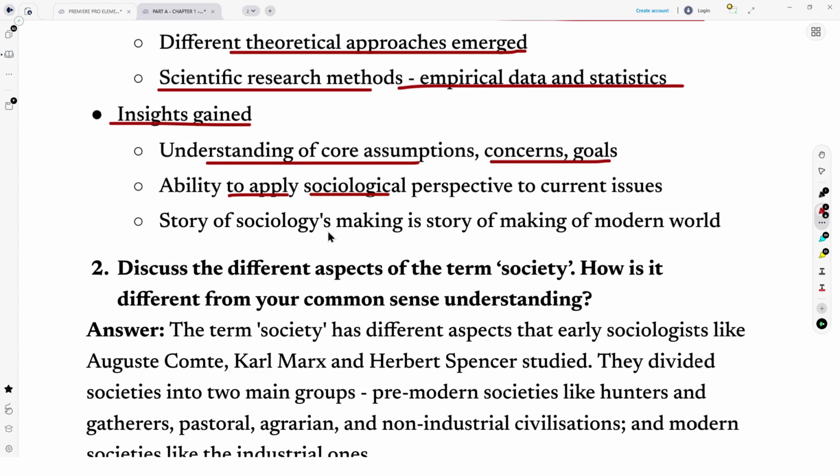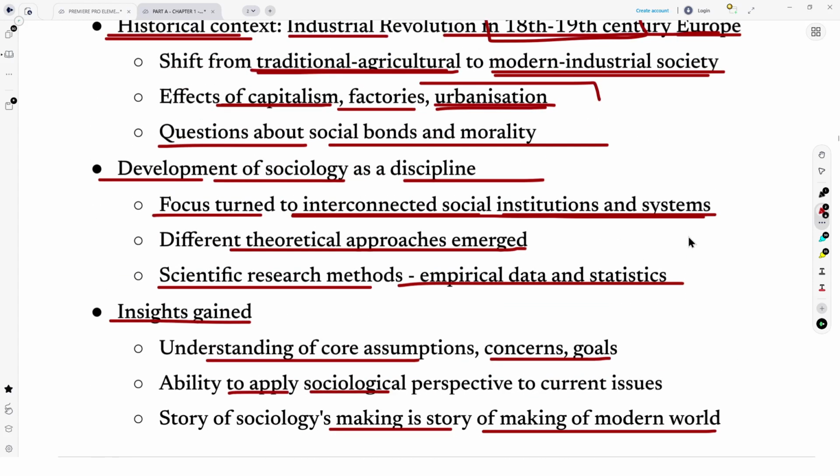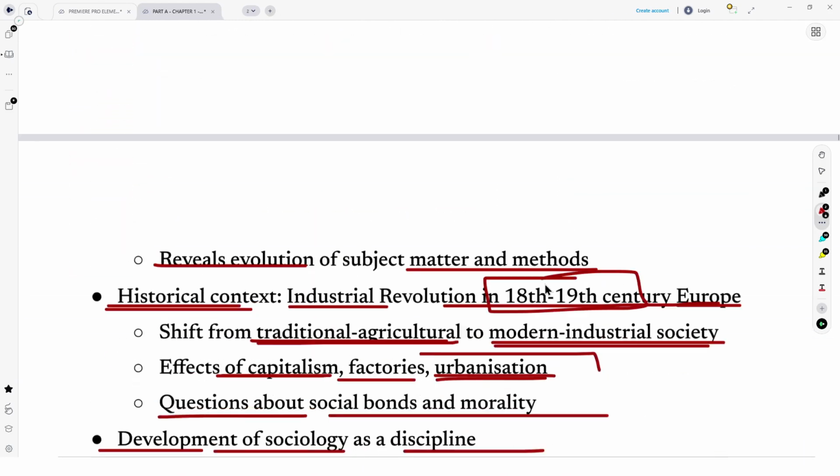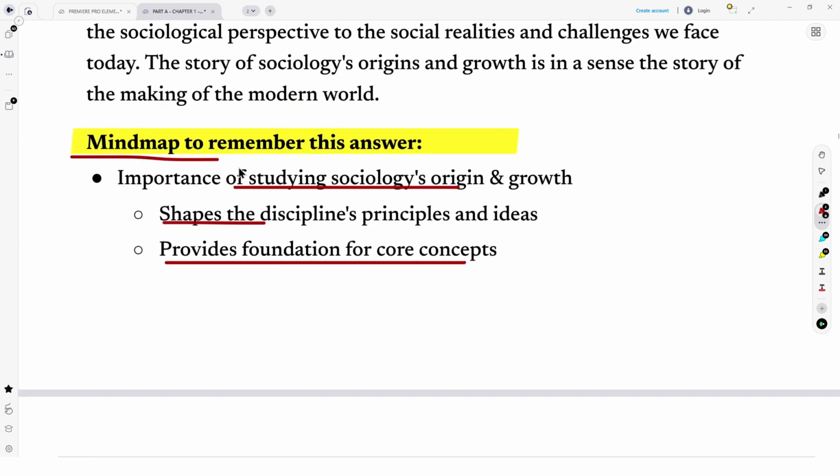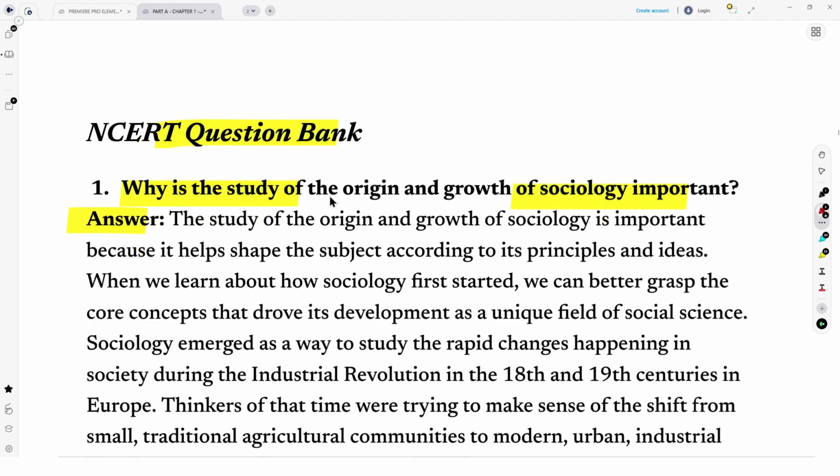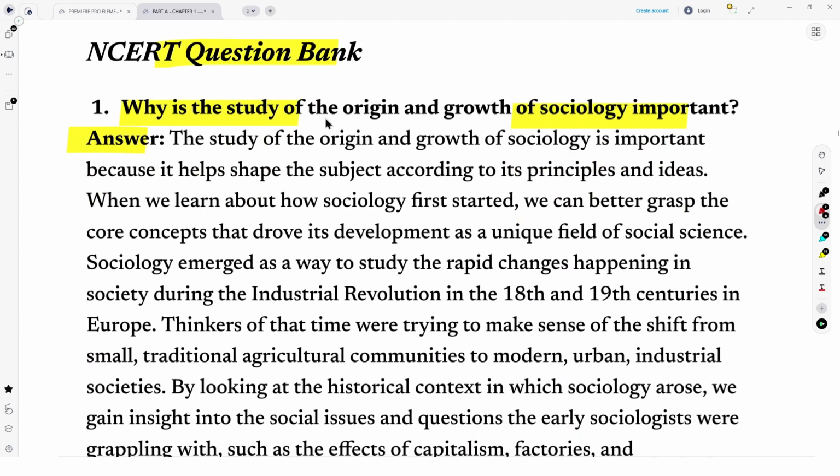So this is the story of sociologists, the story of the making of the modern world. So I hope you have understood. Now once we have figured out this is the mind map, this is the basic concept, we are going to write down why the study of origin and growth of sociology is important.